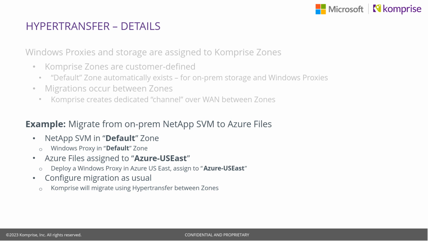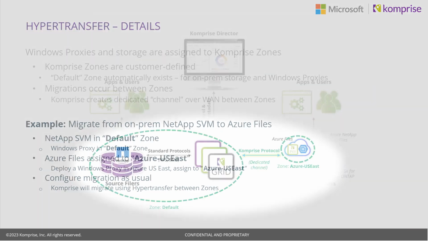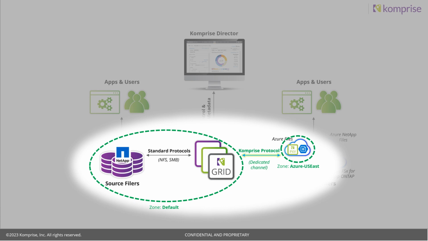After that, everything is as normal. You configure a Komprise migration as usual. Under the covers, the Komprise migration engine will realize the source, the NetApp, is in the default zone. The intended destination, the Azure Files, is in a different zone, and it will build and set up that dedicated hypertransfer channel between the zones. Pictorially, you've got your default zone with your NetApp filer on premises. You're going to be sending files up to Azure Files in the cloud. The hypertransfer channel is set up between those two zones. It's just that simple.